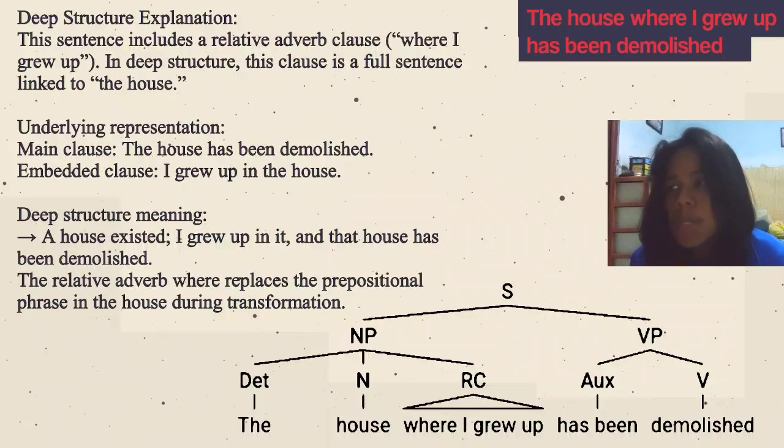And for the deep structure explanation, the sentence includes a relative adverb clause, where I grew up. In deep structure, this clause is a full sentence linked to the house. In the underlying representation, we have a main clause, the house has been demolished, and an embedded clause, I grew up in the house, which is the modifier of the noun phrase. And for the deep structure meaning, a house existed and I grew up in it, and that house has been demolished. The relative adverb where replaces the prepositional phrase in the house during transformation.